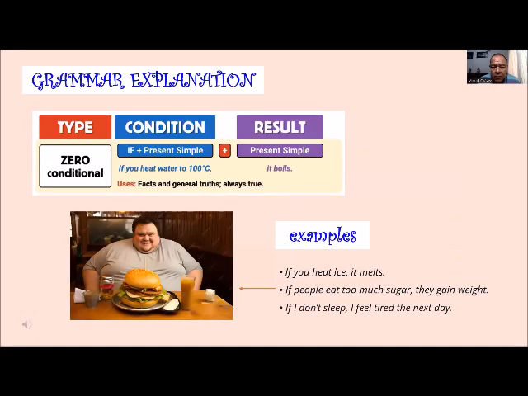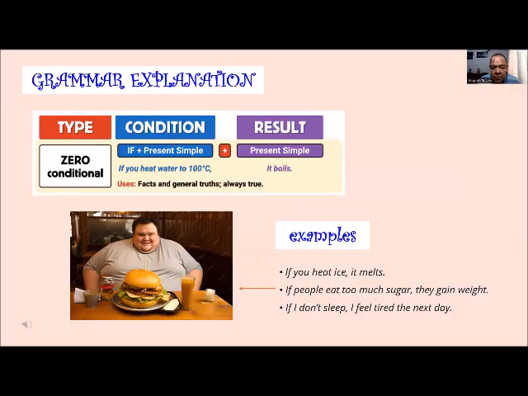Now, the zero conditional is used to talk about things that are always true: facts, rules, scientific truths, and habits. It describes situations where the result always happens if the condition is true, like cause and effect. It uses the present simple tense in both parts of the sentence: if plus present simple, comma, present simple.